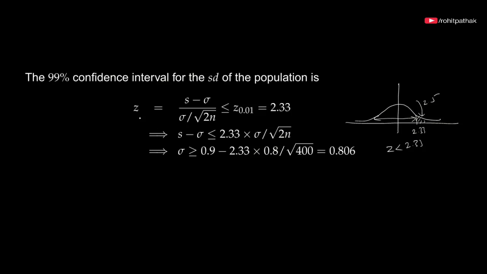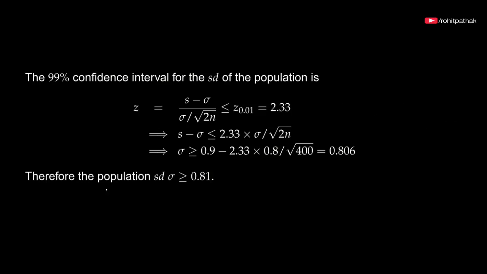So for this we find Z less than or equal to 2.33, which on solving gives sigma greater than or equal to 0.806. Therefore the population standard deviation must be greater than or equal to 0.81 while it is given as 0.80. That's why H0 was rejected. So population standard deviation must be greater than or equal to 0.81 so that we can regard the population standard deviation and the sample standard deviations as the same.